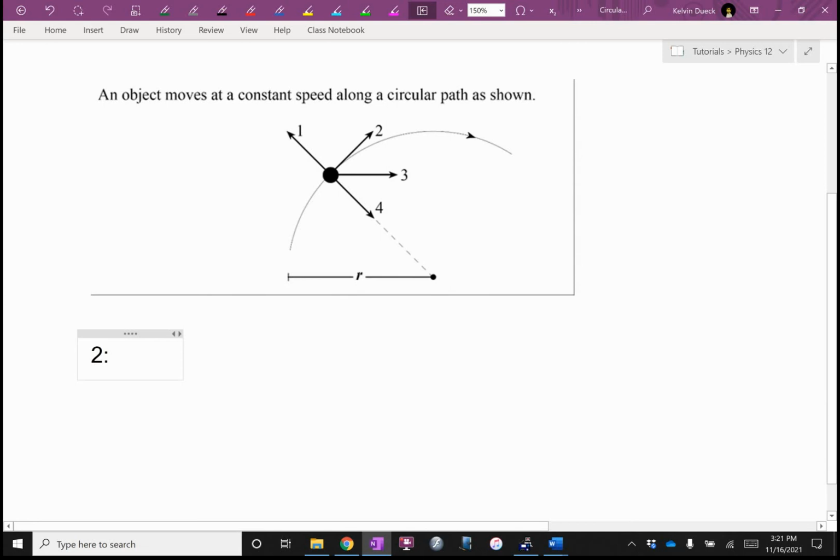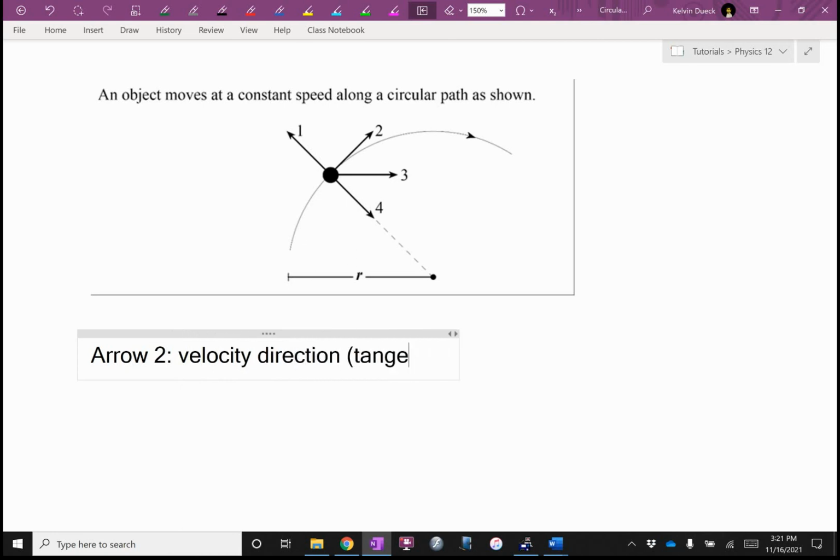What is arrow 2 telling us? What is arrow 2 showing us the direction of? Okay, see the pictures? We have 1, 2, 3, 4. Arrow 2 does tell us something. What's that the direction of? So arrow 2, that is the velocity direction, tangent to the radius.